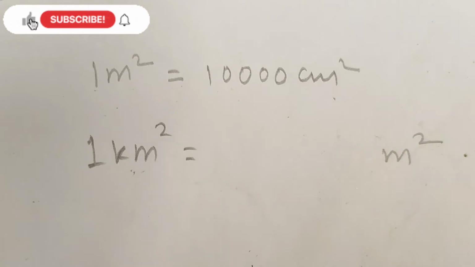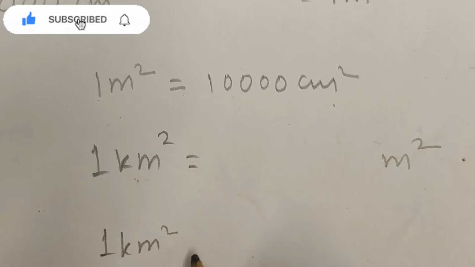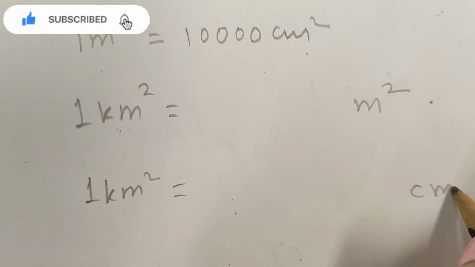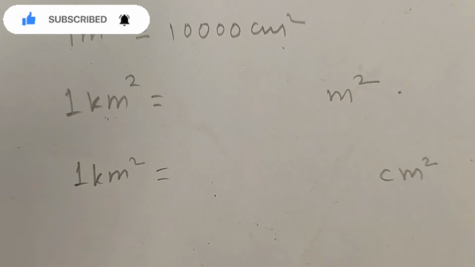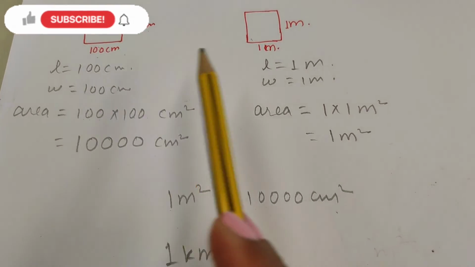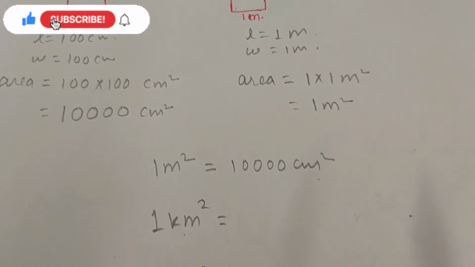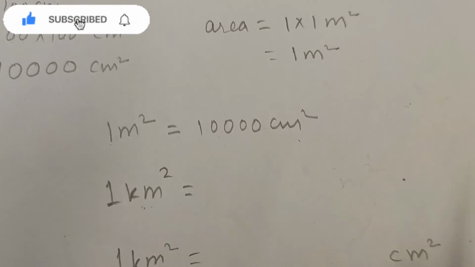Now, if you really understood this, can you try and find out what is 1 kilometer squared in meters squared? And then you can find out 1 kilometer squared in centimeters squared. Pause the video here and give it a try. Did you try it? Just with the help of this example that I did here, just the way I did it here? Right, even if you didn't get it, it's alright.